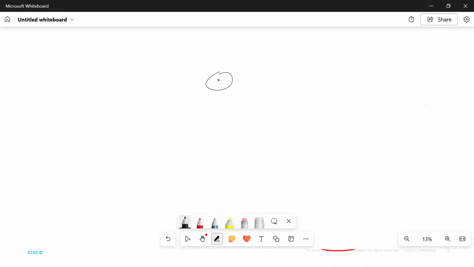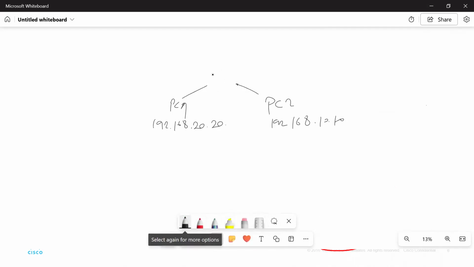So let me say I have two networks like this. Let me have PC1 here. Let me have PC2 here. So I have two private networks. Then I have 192.168.10.10. Then I have 192.168.20.20. Let's say this is the internet instead of this router. Let's say we have the internet right here. So these are two devices which are communicating over the internet.